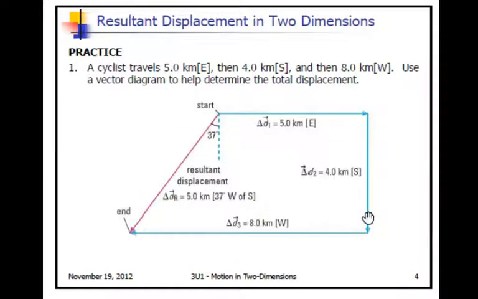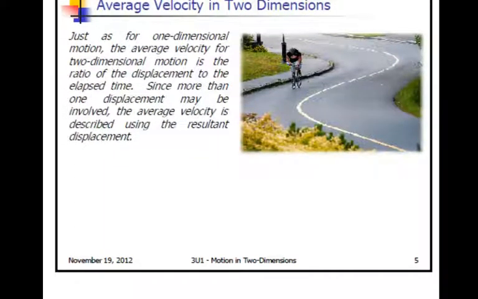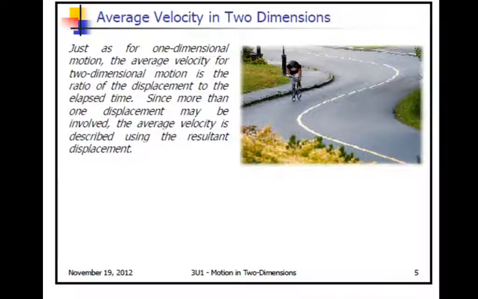Here's another problem. We have a cyclist going 5 kilometers east, 4 kilometers south, and 8 kilometers west. This is the vector diagram. We used this in a previous lecture, and this shows the resultant displacement. So just as for one-dimensional motion, the average velocity for two-dimensional motion is the ratio of the displacement to the elapsed time. Since more than one displacement may be involved, the average velocity is described using the resultant displacement.